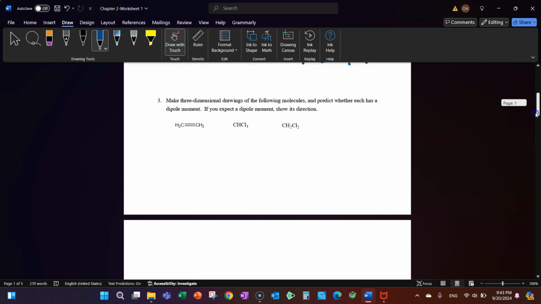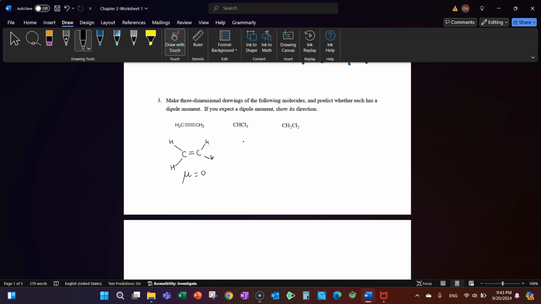Okay, next one, it's asking you to draw three-dimensional drawings of the following molecules and predict whether each has a dipole moment. So you can start with carbon. Okay, so if you look at the way carbon is bonded, there's a double bond here, hydrogen, hydrogen. It's a planar structure. Okay, it's a trigonal planar structure with bond angle of 120 degrees. And since it's a symmetrical molecule, here the dipole moment, which is denoted by mu, equals 0.